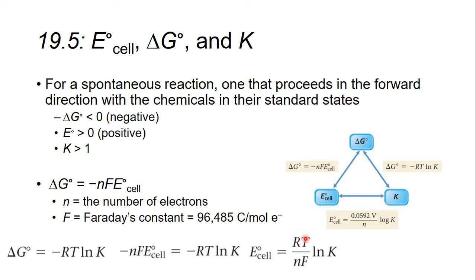Remember, R is the gas constant, T is temperature, N is the number of electrons, and F is Faraday's constant. Now, if we're at 298 K, we can already figure out what RT divided by F is. That will be 0.0592, so all we need to worry about is N and K to find E cell.